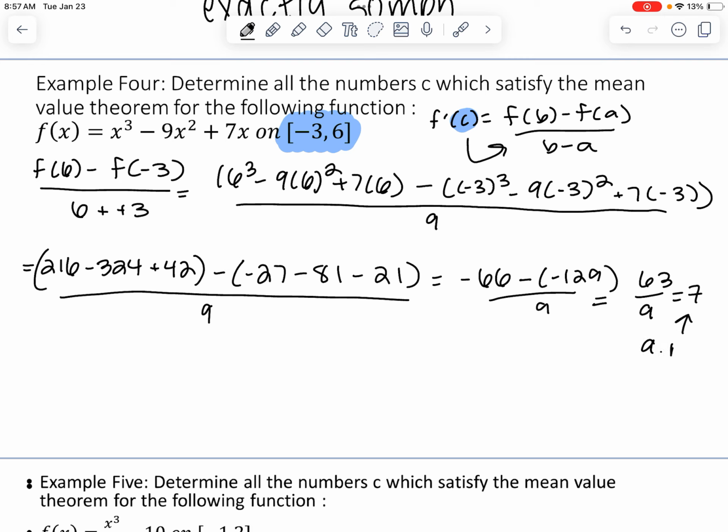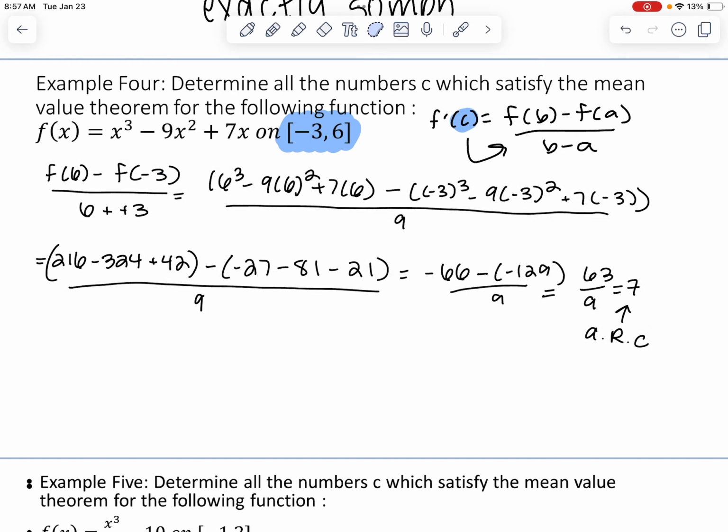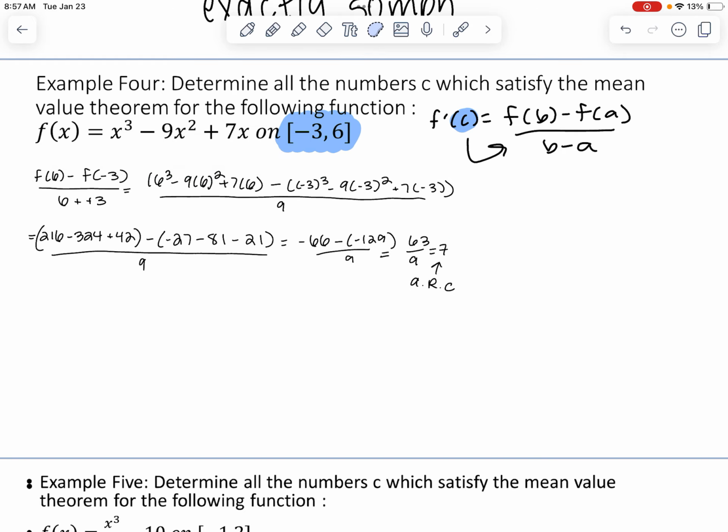I'm going to write ARC, average rate of change. And so that is what we're trying to figure out: when does our function's derivative equal 7? So my goal now is to figure out f prime of C, when does that equal 7? And to figure out what that C value is, first I am going to need to find the derivative.